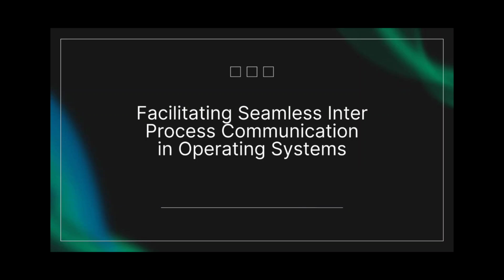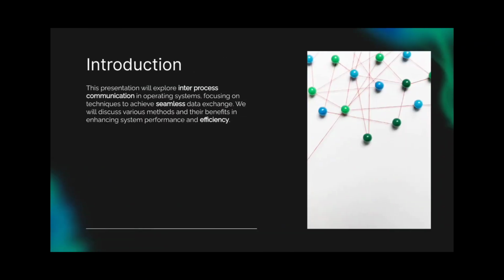Thank you for providing us with the opportunity to discuss such an important topic in operating systems, which is IPC, or inter-process communication. So without further ado, let us dive straight into the point. First of all, what is IPC? IPC, or inter-process communication, is a mechanism that allows processes to communicate and synchronize their functions. It's crucial for resource sharing, process coordination, and overall system efficiency.